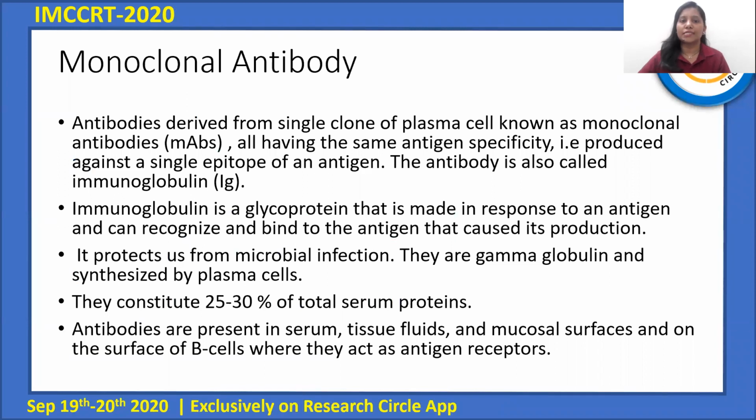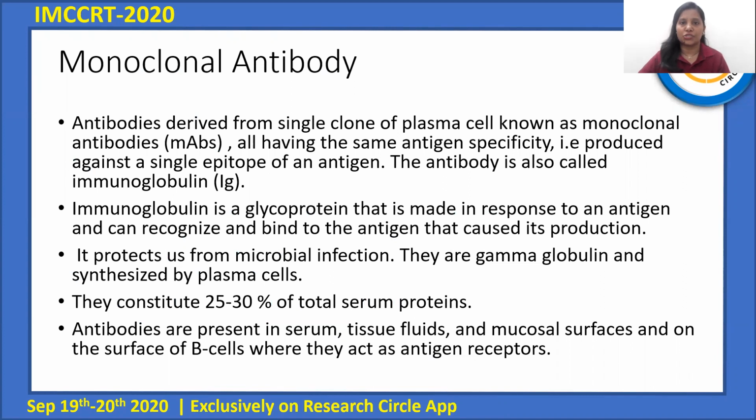So immunoglobulin is a glycoprotein that is made in response to an antigen and can recognize and bind to the antigen that causes its production. It protects us from microbial infection. They are gamma globulins synthesized by the plasma cell. They constitute around 25 to 30% of total serum protein. Antibodies are present in serum, tissue fluid, and mucosal surfaces, and on the surface of B cells, where they act as the antigen receptors.